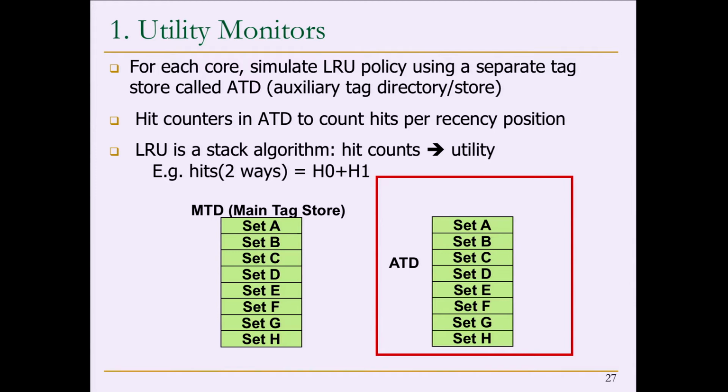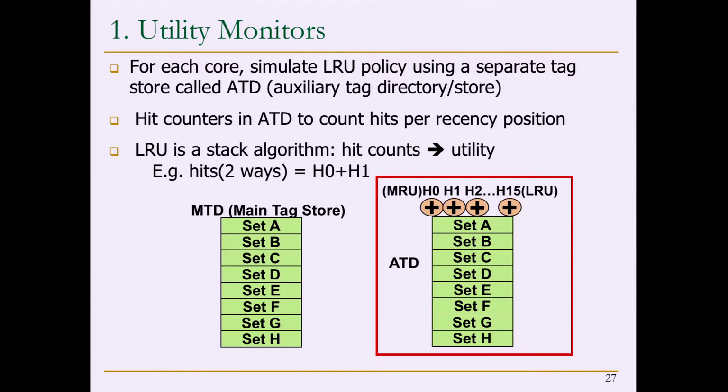We'd like to have hit counters in this auxiliary tag directory to count hits for each recency position. And we're going to take advantage of the fact that LRU is a stack algorithm. For example, if you have a 16-way cache, but you want to figure out the number of hits you would get if you had only 2 ways, you can just look at the top 2 ways in LRU. You need to think about that a little bit, but it's really a stack algorithm. By definition, you keep inserting things in the most recently used position. So by looking at just the top 2 ways, you can get the number of hits you would get by allocating 2 ways. Now, if you want to see what happens if you allocate 3 ways to this application, you add H0, H1, H2, the hit counters that you dedicate to the 3 different ways.